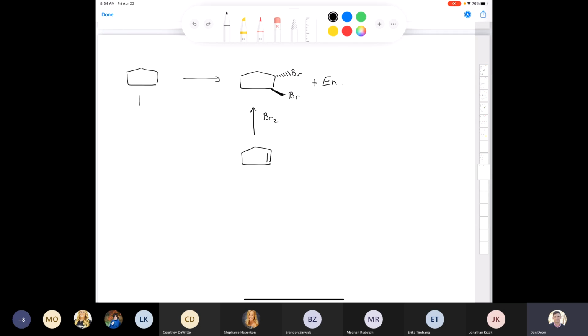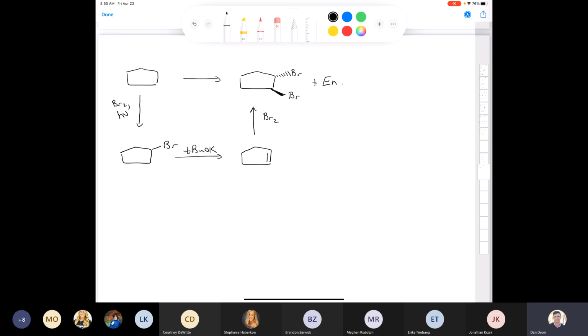So how do we make cyclopentene? The same way we did before. We started with radical bromination to make bromocyclopentane, like that, and then we use potassium t-butoxide to make cyclopentene. Again, same kind of rationale. All right.